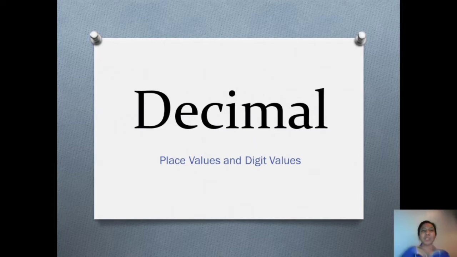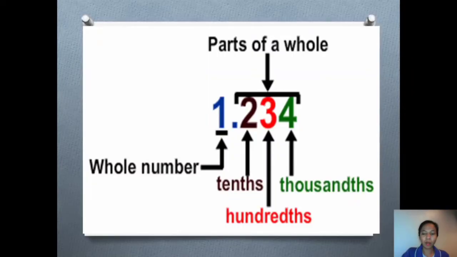Okay. Can you give me an example of a decimal number? Because there are whole numbers like 2, 10, 8, 4, 5, 6. But what about a decimal number? Those are numbers that have a decimal point, not a whole number. Okay, so first let us know the parts of it.